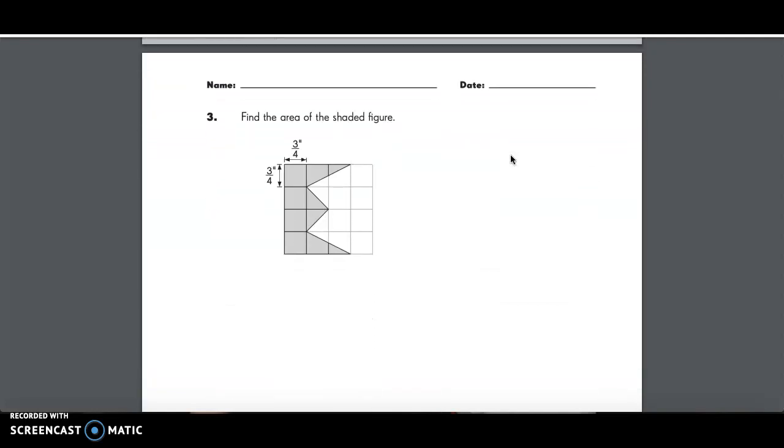Number 3, find the area of the shaded figure. Again, you may want to find each little part, add it together, knowing you can find some of these triangles if every side, every little section is worth 3/4 of an inch.